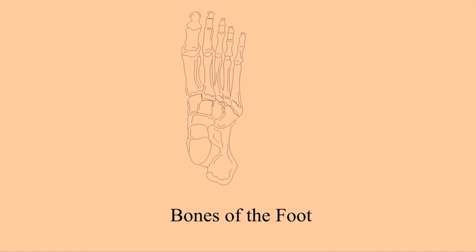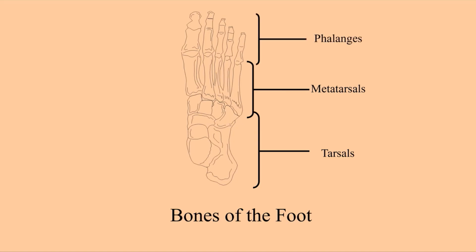Bones of foot. Nearly one-fourth of our bones are located in our feet. Tarsals, bones of the ankle. 7 tarsals arranged in 3 rows: 2 proximal, 1 intermediate and 4 distal. Metatarsals, there are 5 metatarsals that support the sole region of the foot. Distally, they articulate with phalanges. Phalanges, bones of toes. The big toe has 2 phalanges. The rest 4 toes have 3 phalanges each.